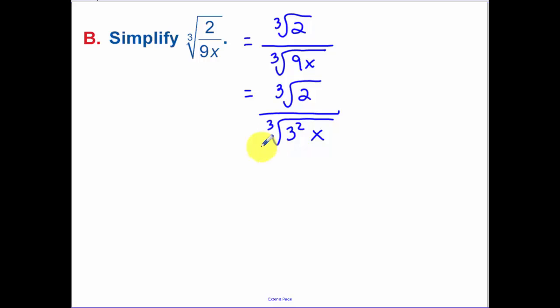To basically clear that root in the bottom, we need to have 3 to the 3rd power underneath there. So I need to have 3 to the 3rd power. How do I get another 3 to the 3rd power? I just multiply by another 3, because then I can combine those to get 3 to the 3rd power. I have to do the same thing on the top and the bottom. This x here needs to be x to the 3rd power. I only have 1, so I need to add in another 2.